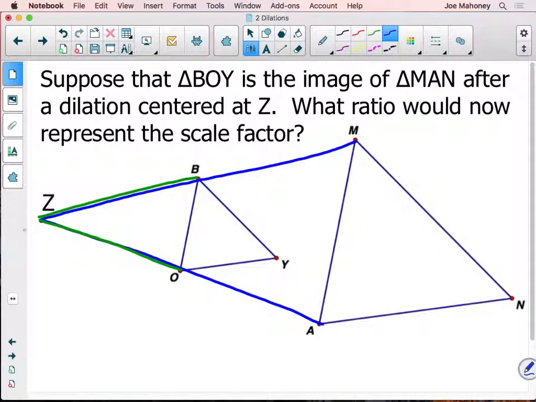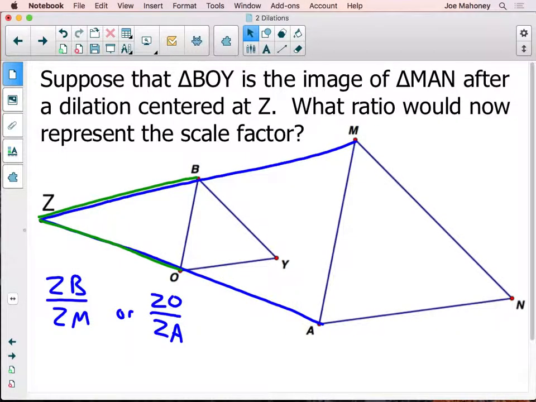So again, because we're going from a larger to a smaller figure, our scale factor has to be less than 1. So less than 1 might be ZB to ZM, or another one could be ZO to ZA. So notice from here, if we're making the figure smaller, our ratio, our scale factor, has to be less than 1. If we're making it larger, like the previous one, the scale factors would be greater than 1 when we put the bigger measure on top.